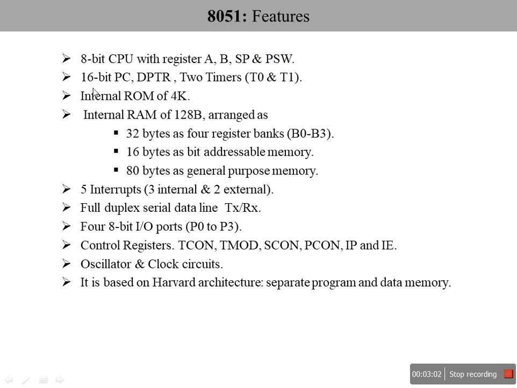Now, there are 16-bit registers also possible in the 8051. They are the program counter, the DPTR and the timers. There are two timers, again 16-bit wide, T0 and T1. Then in addition to this we have 4 kilobytes of internal ROM. These are all on a single IC, a single chip. So, 4 kilobytes of internal ROM.